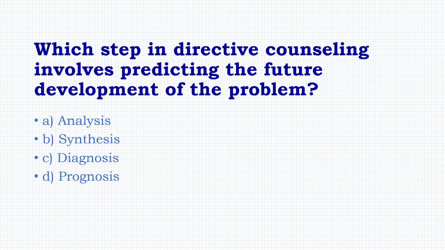Next, which step in directive counseling involves predicting the future development of the problem? Option: analysis, synthesis, diagnosis, prognosis. Answer of this question is option D, that is prognosis.